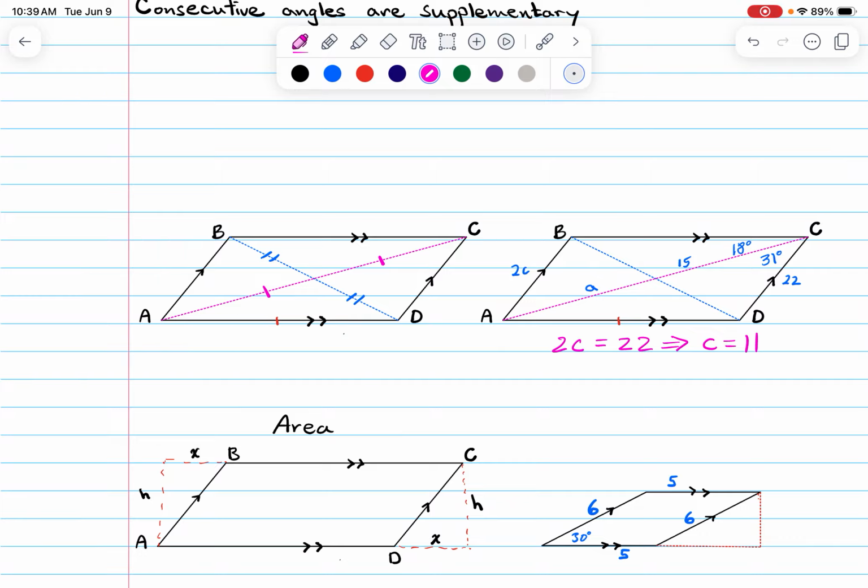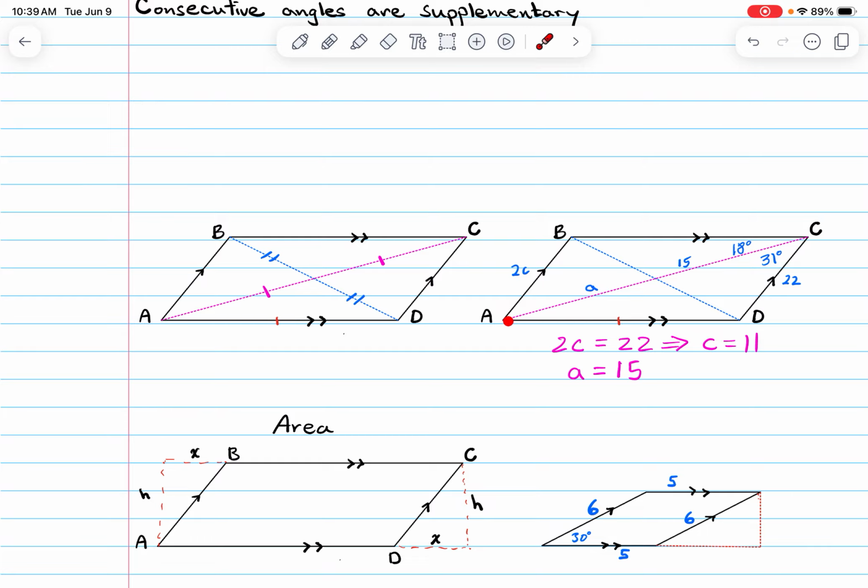Also, we know that diagonals bisect each other. So if this side is 15, then this side over here is 15. Or if that segment is 15, then the segment where A is, is 15. So A is equal to 15. We know that for certain. I guess that's all I need to do there, although you can see that we could go further with this.